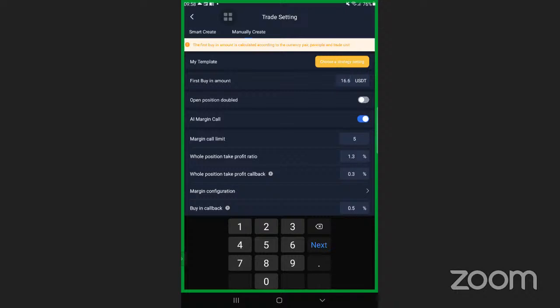Remember, it's a training. The idea is the methodology. How do you find your first buy-in amount? That's what we are focusing on. All right. So we do have number of margin calls, which are 5. According to the signal, how much is our TP?